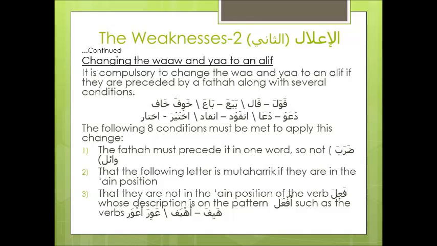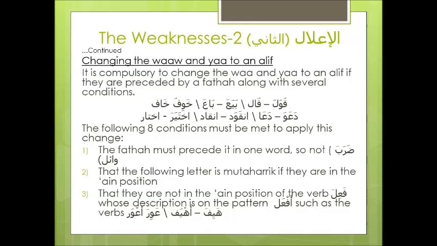Changing the waw and ya to an alif. It is compulsory to change the waw and ya to an alif if they are preceded by a fatha along with several conditions. Some examples: qawala became qala, bay'a became ba'a, khawifa became khafa, da'wa became da'a, inqawada became inqada, and ikhtaraya became ikhtara. The following 8 conditions must be met to apply this change.